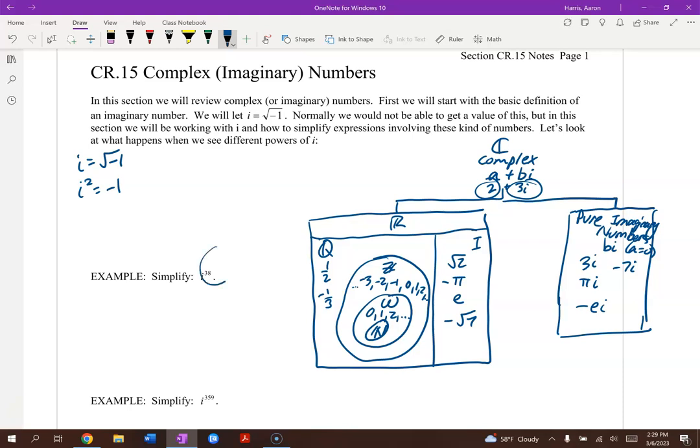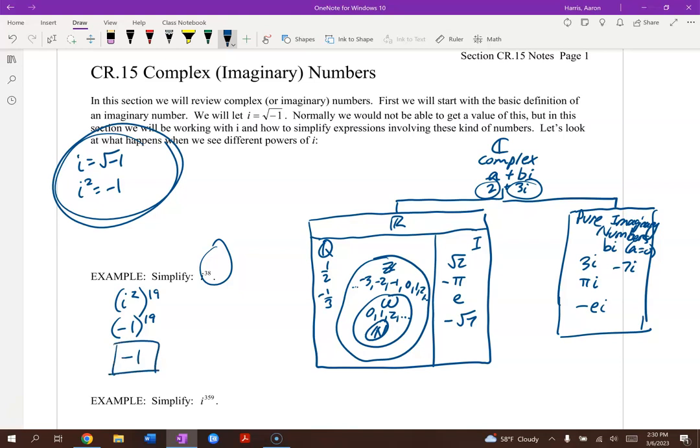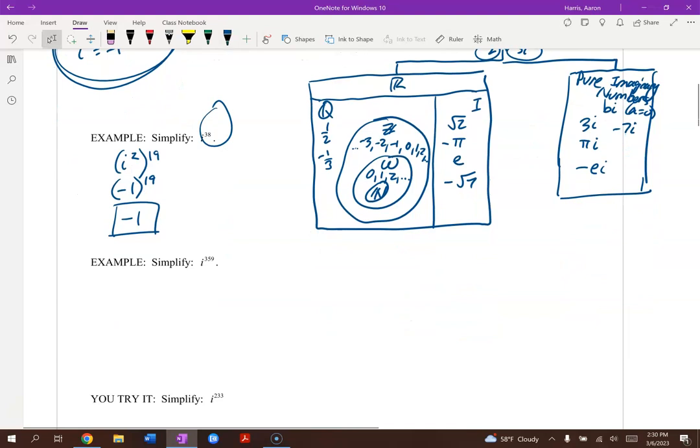If you're trying to simplify i to the 38th, you want to use the fact that i squared is -1. So you're going to write this as a power of a power in terms of i squared. So you say, well, 38 divided by 2 is 19. So see, power of a power, 2 times 19 is 38. So this is the same thing. And you know i squared is -1. So -1 to the 19th, -1 times -1 times -1, 19 times, would give you -1 because it's an odd amount of times. Let's do it for 359.